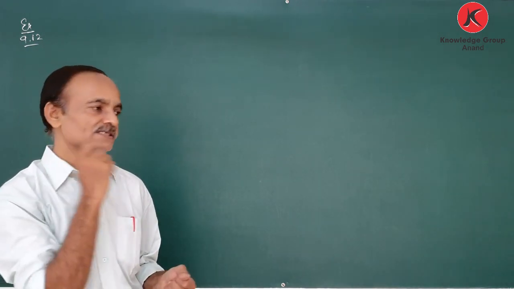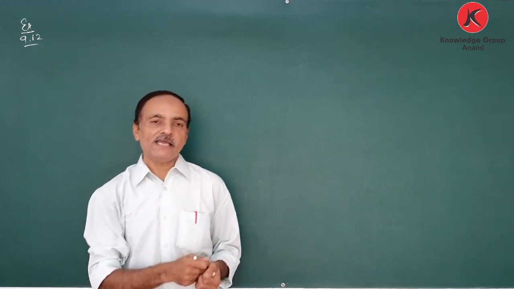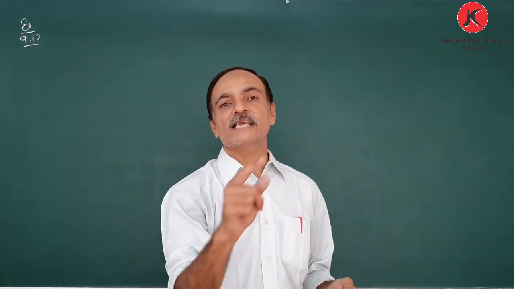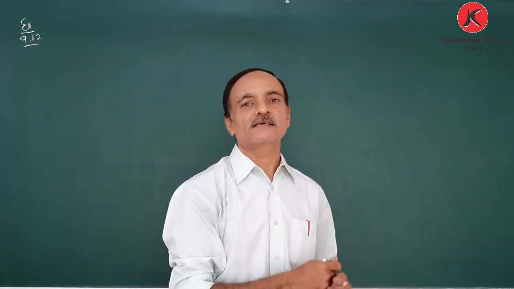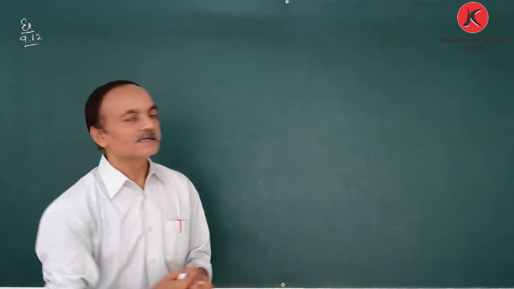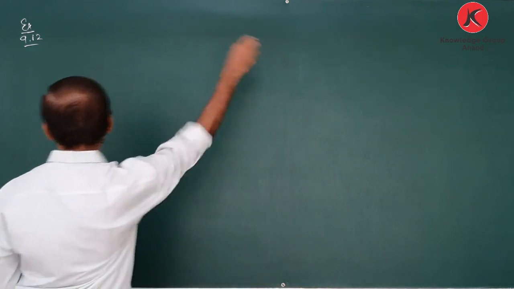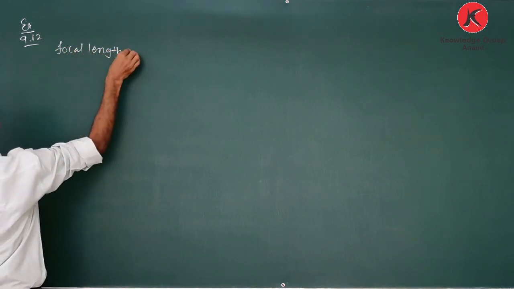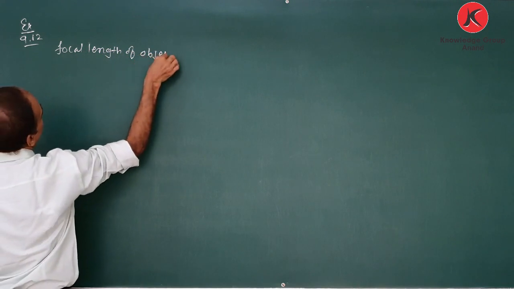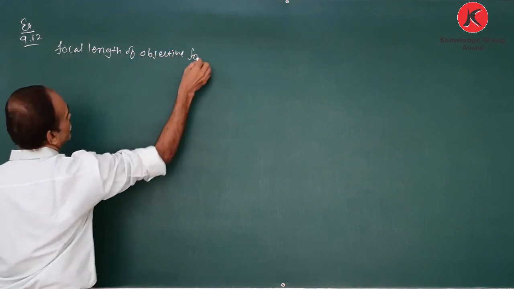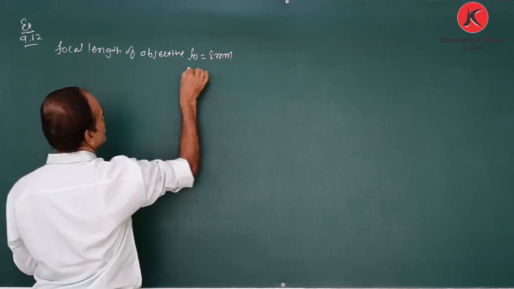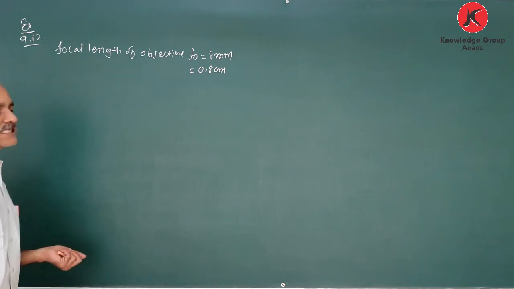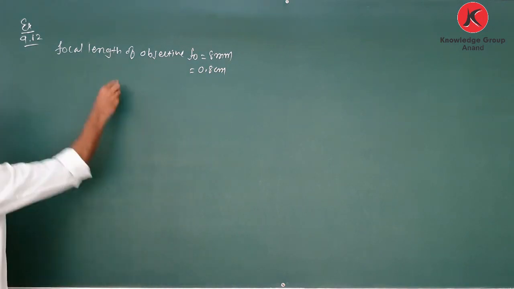Now the question is that a man with near point distance 25 centimeter is using a compound microscope with objective of focal length 8 millimeter. That means the focal length of objective F0 is 8 millimeter, that means 0.8 centimeter, and eyepiece with focal length 2.5 centimeter.